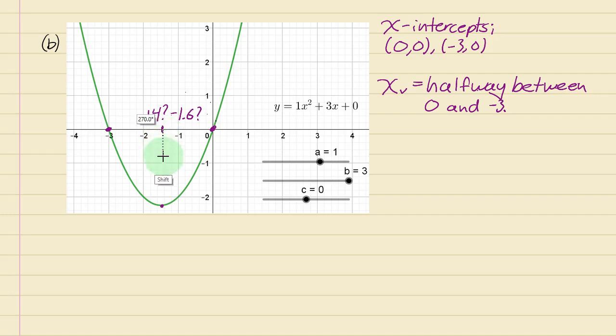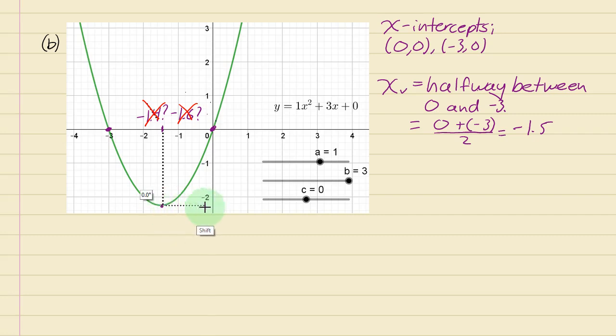So, in other words, the x-coordinate of that vertex should be halfway between 0 and negative 3. And one way you could find that is by getting the average of 0 and negative 3. So the formula for the average is where you just add them up, 0 plus negative 3, and then divide that by 2, and you'll find the number halfway between them. That gives you -3/2 or -1.5. So yeah, that way you can be pretty sure that it is exactly -1.5 and not -1.4 or -1.6.